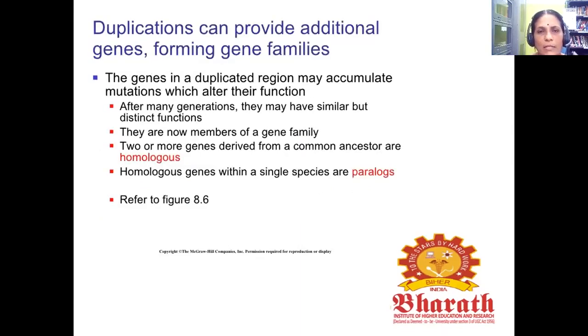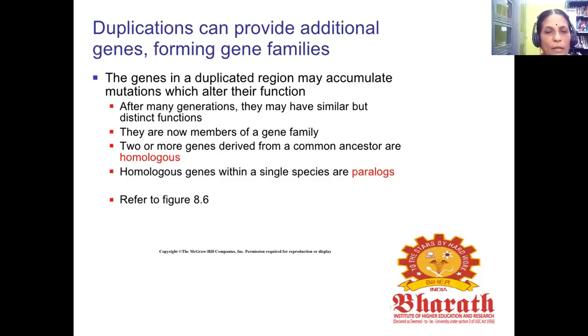So duplications can provide additional genes, forming gene families. The genes in a duplicated region may accumulate mutations which alter their functions. After many generations, they may have a similar but distinct function. They are now new members of a gene family. Two or more genes derived from a common ancestor are homologous. The homologous genes within a single species are paralogs.